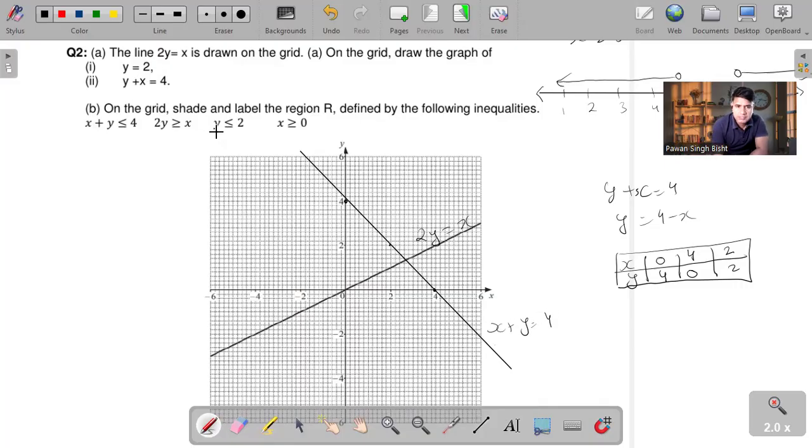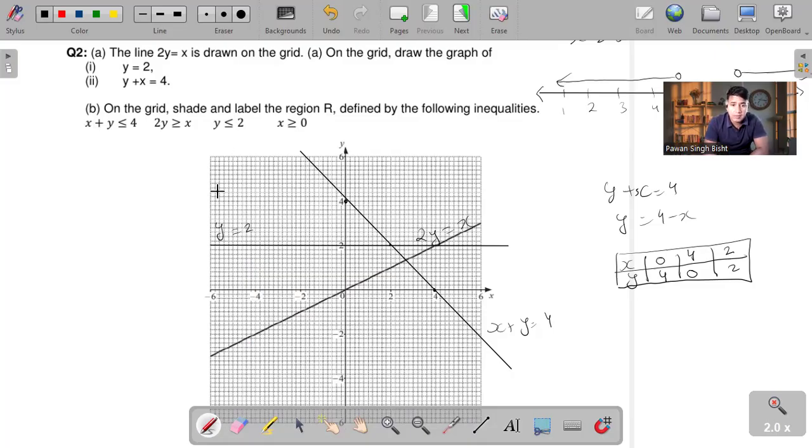Then it is also written y less than or equal to 2. Means we have to draw one more graph for y equals 2. So this is the line 2. So y equals 2 means the line which is parallel to the x-axis and passing through 2. So this is the line which is y equals 2. Okay.